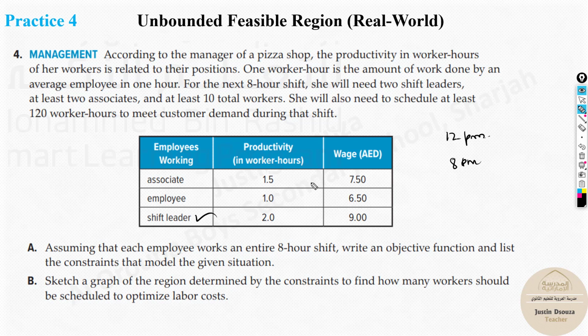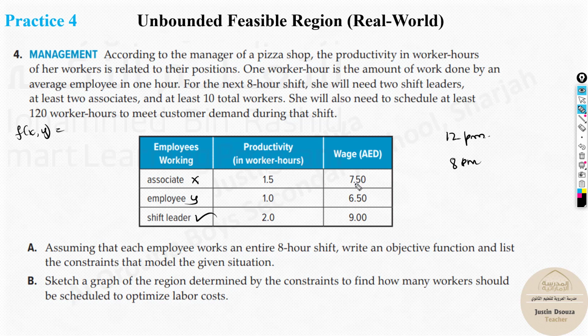So now let's try to write down the constraints. What I'll do is I'll first write the objective function f of x comma y. Please keep in mind it's not x, y, z. It's only x for associate, y for employee. That's it. This is already told. It's already set, so you need to just keep on adding this up.